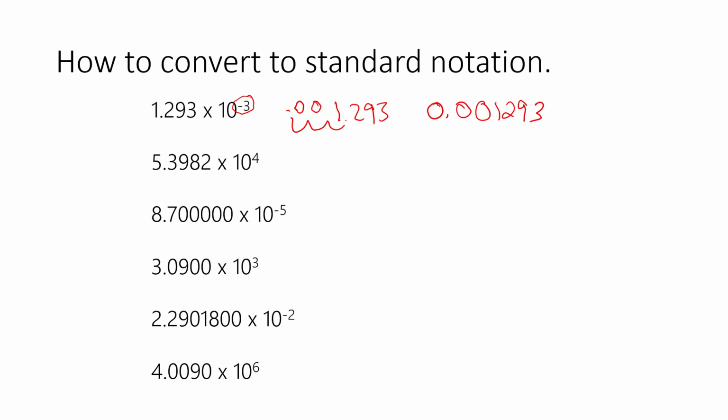So with this next one, we're going to write out the number 5.3982. And now we're going to move our decimal. We're going to move it 4 times, and we want to make the number bigger because it's a positive exponent. So we're going to move the decimal 1, 2, 3, 4, because we want to make the number bigger. And this becomes 53,982.